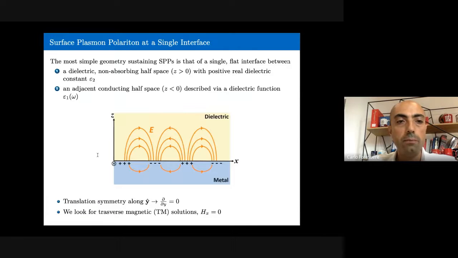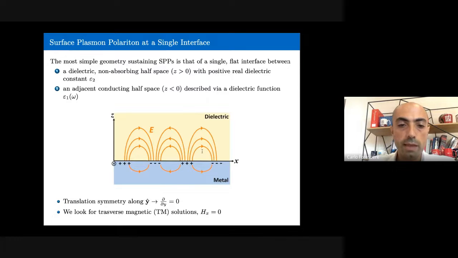First of all, let's talk about the surface plasmon polariton at a single interface between a metal and a dielectric semi-infinite space. In this case, the space is divided into two parts. The first part is made of a dielectric that we can assume non-dispersive, so its permittivity does not depend on frequency. The other part is made of metal, so the permittivity of the bottom part can assume negative values, a negative real part of permittivity.